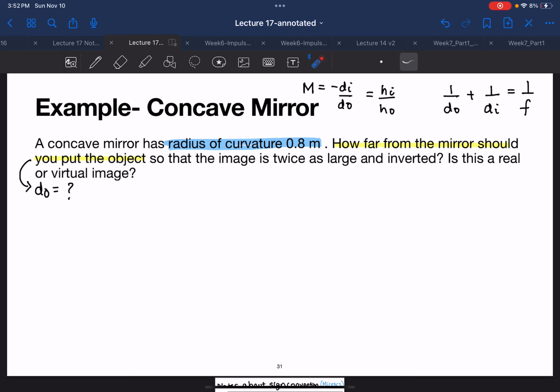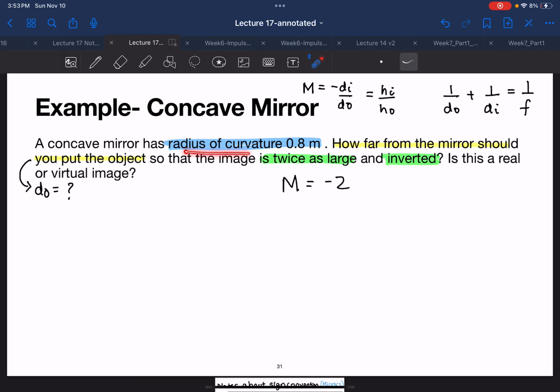So let's talk about interpreting this. We know that the image needs to be twice as large, so the magnitude of magnification is going to be 2, but the fact that it's inverted means a negative magnification. So we know m needs to be -2, and again, the minus sign comes from the fact that it's an inverted image, and 2 comes from the fact that it's twice as large. And then the question also asks, is this a real or virtual image? And we'll answer that question.